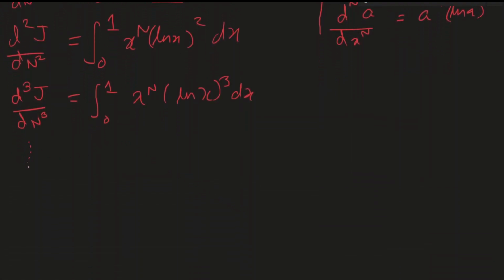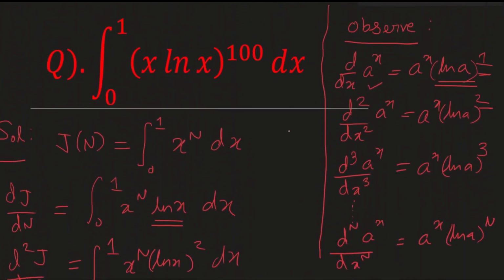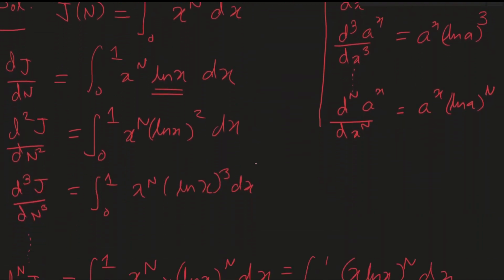So I'm going to keep on differentiating it, and after I differentiate this n times, the nth derivative of J with respect to n is going to be nothing but the integral of x^n multiplied by (ln x)^n dx. And now you need to notice that this is nothing but the integration from 0 to 1 of x (ln x)^n dx. And if I replace n equal to 100 over here, I'm going to be left with nothing but the question that we have been asked, right?